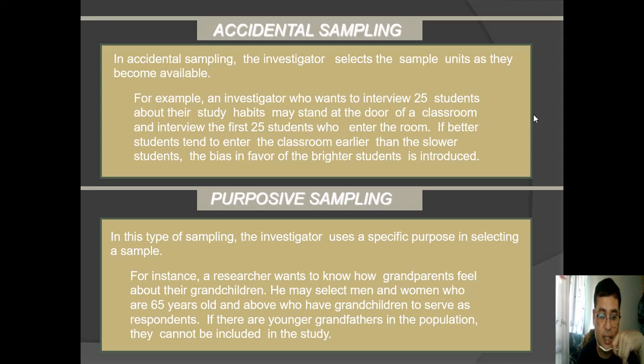Sa accidental yan. While purposive sampling, ito meron na tong pre-selected criteria na kasi ito. So for instance, a researcher wants to know how grandparents feel about their grandchildren. So he may select men and women who are 65 years old and above who have grandchildren to serve as respondents. So if there are younger grandfathers in the population, they cannot be included in the study. So pag purposive sampling, meron na siyang certain characteristics.